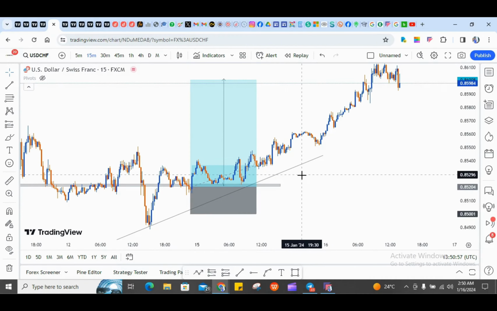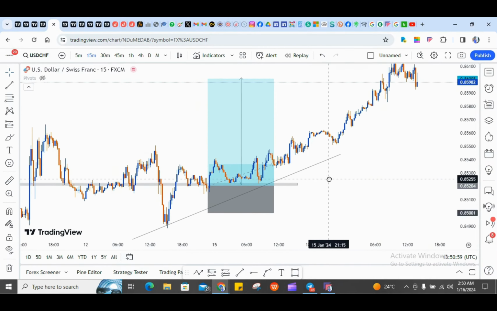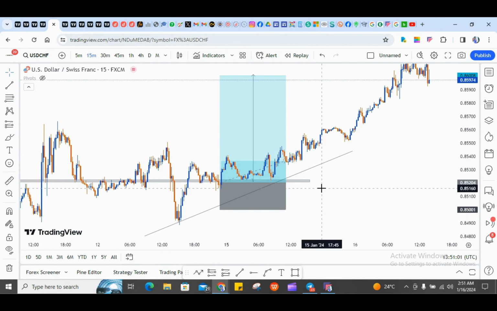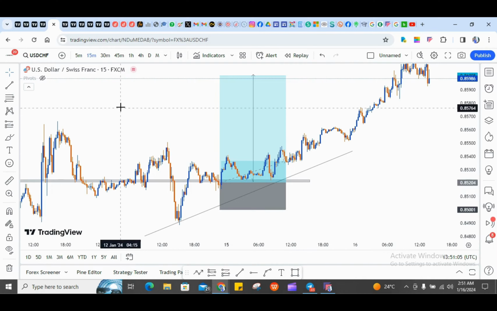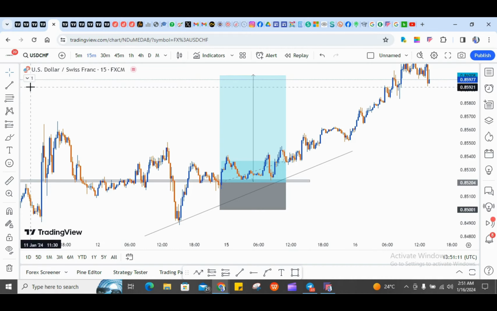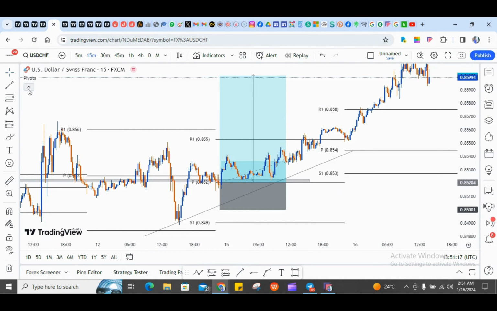So you might ask, Mr. Henry, what is this strategy? Teach us. It's very, very simple. Just trend line and pivot. If you check my TradingView, I have only one indicator. As you can see here, pivot point. So let me switch it on. Now my pivot point is on.